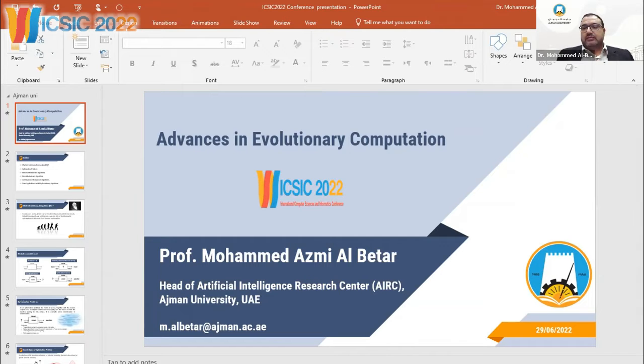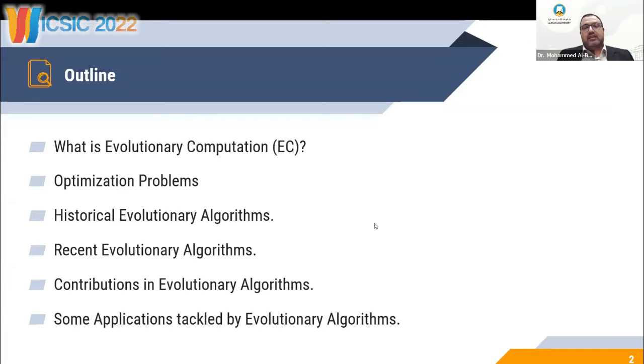So for evolutionary computation, we will start the talk by introducing what evolutionary computation is. Then we will move to introduce the main concern of evolutionary computation, which is the optimization problem. Then we will describe the historical evolutionary algorithms that came at the beginning, and then we will describe the recent evolutionary algorithms. Then we will move to the contributions that can be made for evolutionary algorithms. And finally, we will describe briefly, because we are running out of time, I think, some applications tackled by evolutionary algorithms.